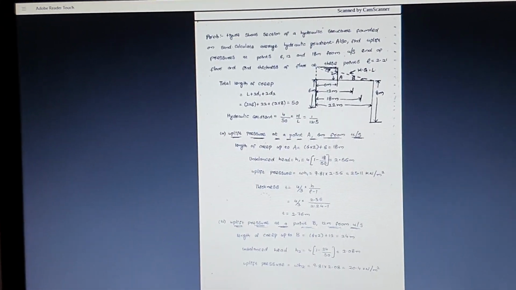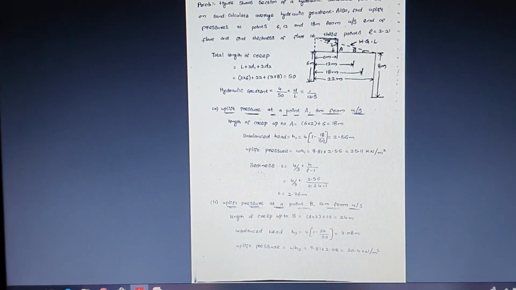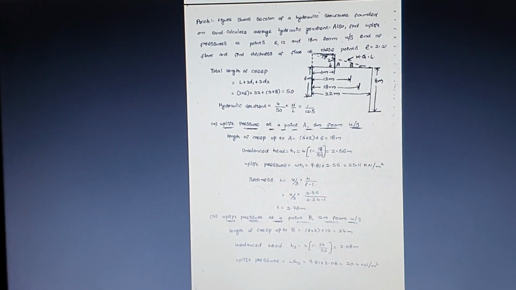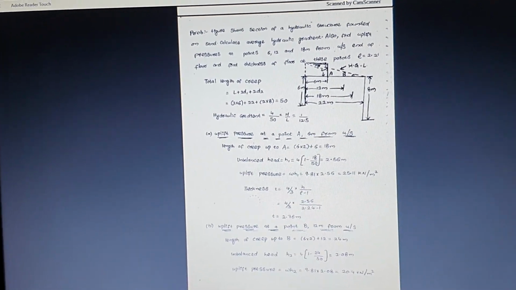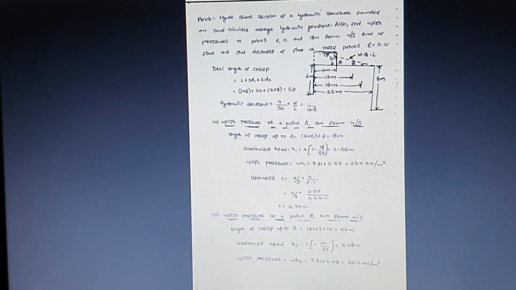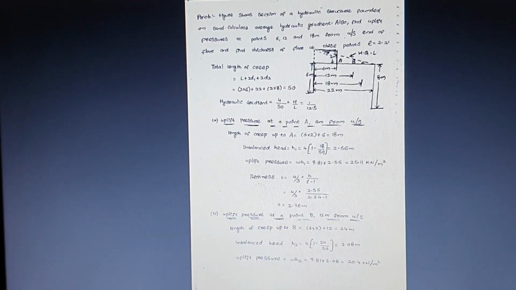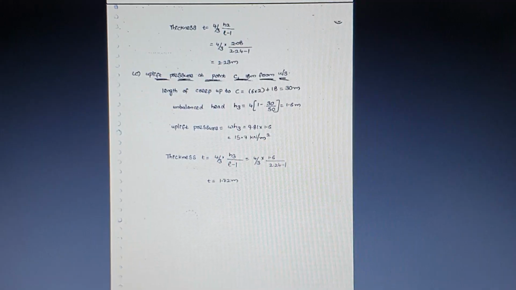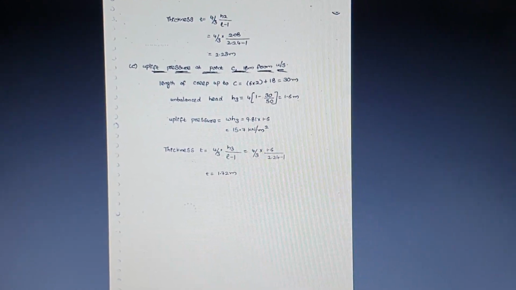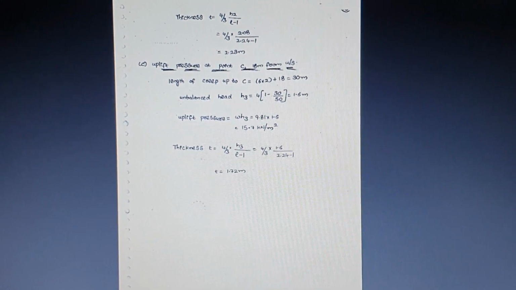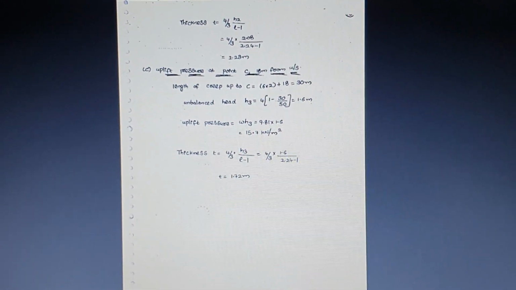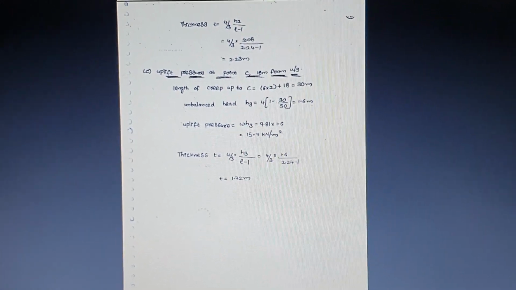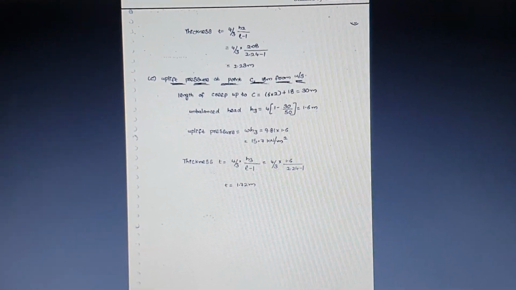Unbalanced head is nothing but H2 is equal to 4 into capital H into (1 minus length of the creep up to B divided by total length). Then next step, calculate the uplift pressure by substituting the unbalanced head value and the thickness, which is 4 by 3 into H by (rho minus 1). Same way, similarly, we are going to calculate the uplift pressure at the point of C, and C is up to 18 meter. So we cannot calculate the total uplift pressure at the point of D.